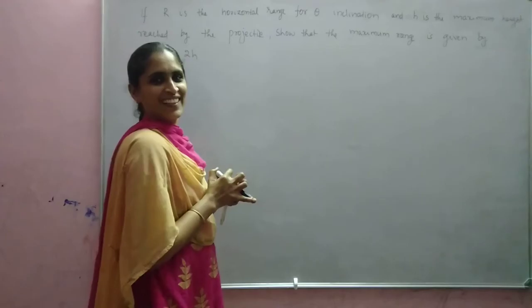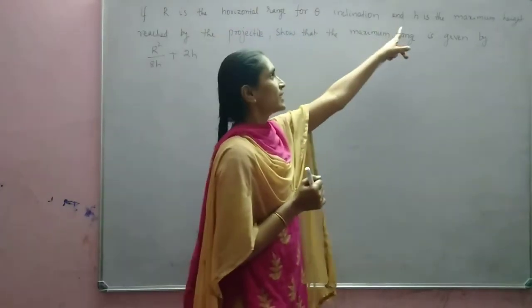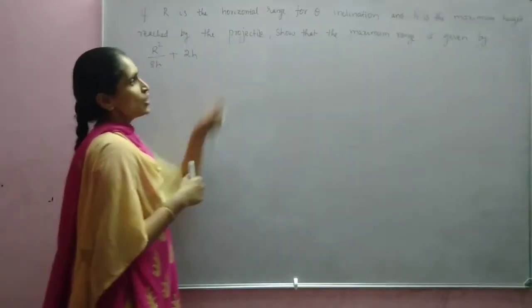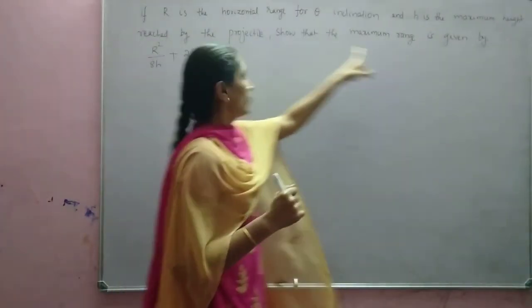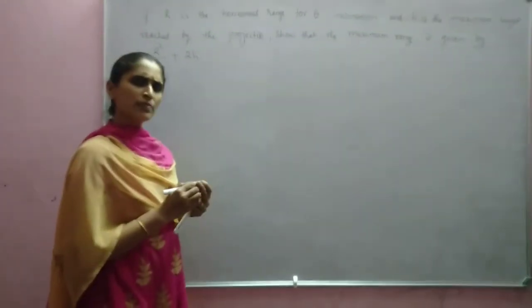Okay. So here it is given that R is the horizontal range for theta inclination and H is the maximum height reached by the projectile. Show that the maximum range is given by R square by 8H plus 2H. So what is meant by maximum range?